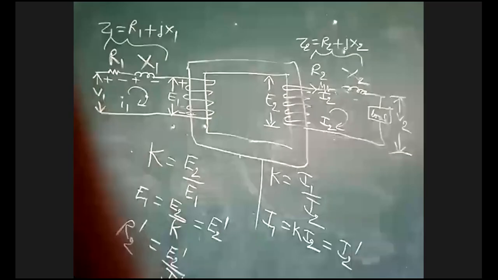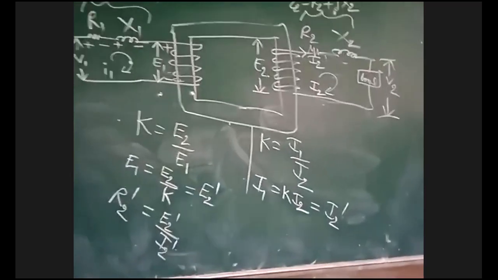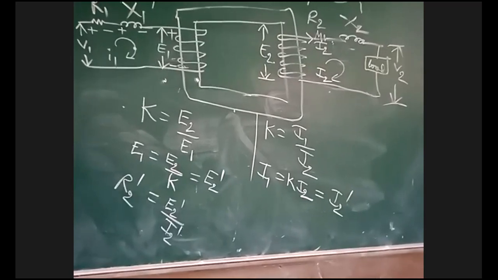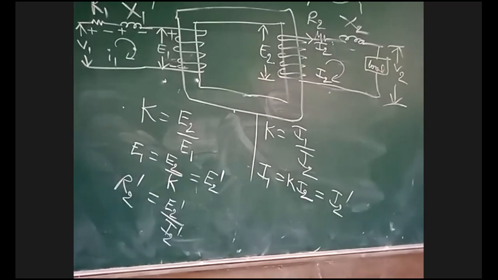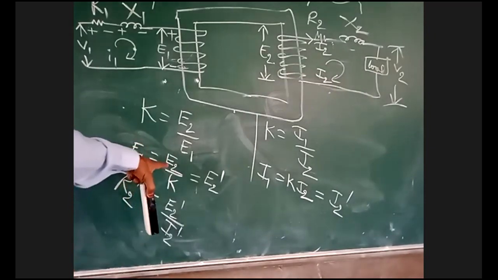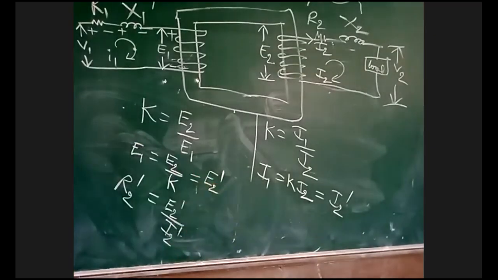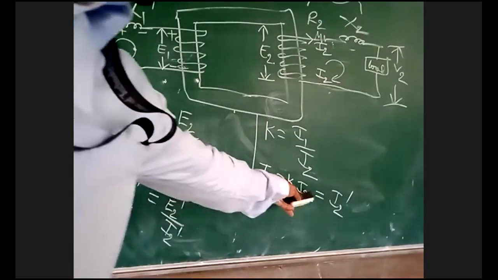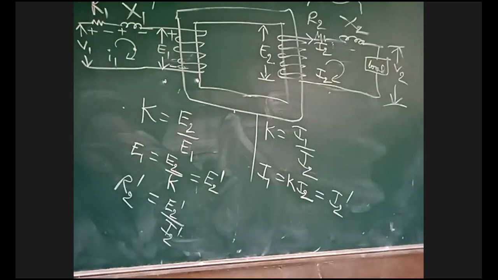Observe here. What I am doing is taking E1 is equal to E2 by K, from the transformation ratio. And this E2 by K, I am taking it as E2 dash. Similarly, K into I2, I am taking it as I2 dash.